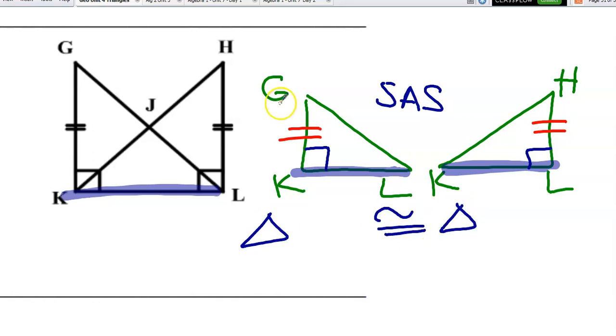So what does G go with? Well, G goes with H. So that helps us out. So these are the top angles. And then G has to go with K if I'm going straight down.